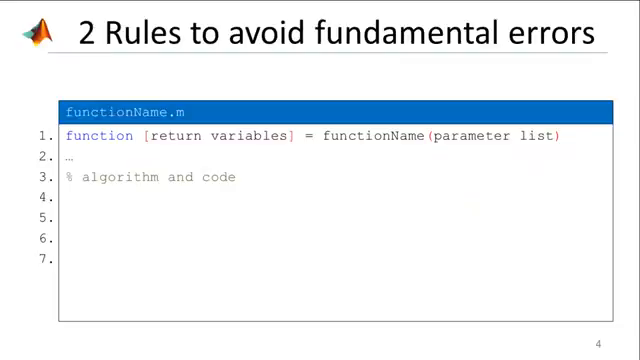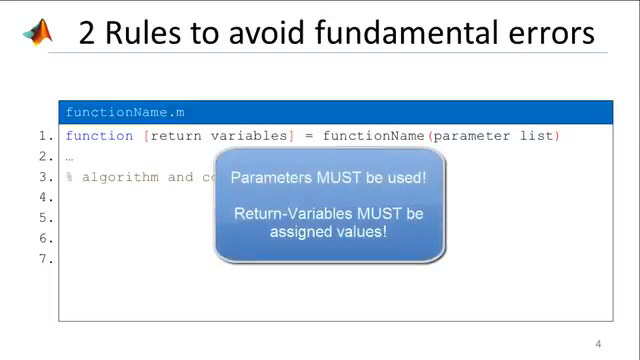There's two rules to follow to avoid fundamental errors of making a function work. The first one is that parameters should be used within the function body. Parameters are the inputs to your function, just like any problem where you have inputs or givens. If you don't use them, why bother having them? And same thing for return variables. They must have values before the function ends.